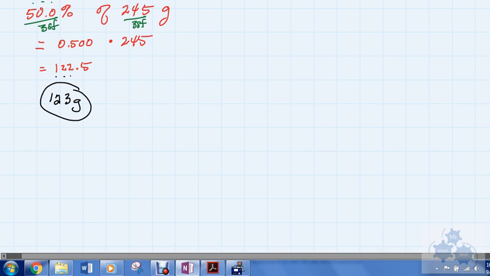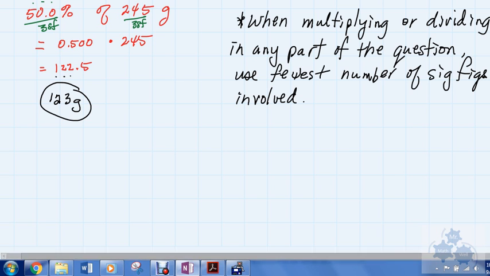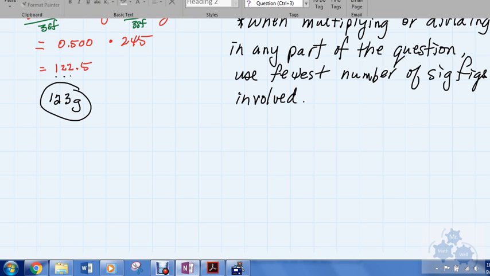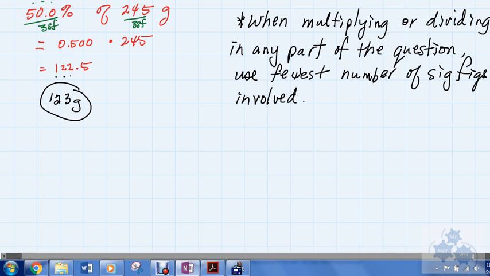Now, technically the fewest number of sig figs only applies when we're multiplying or dividing. So if we do any multiplying or dividing, then you take the fewest number of sig figs. Most of our calculations involve multiplying or dividing, so let's make a little note here. When multiplying or dividing, use the fewest number of sig figs involved in the question. And if you do that in any part of the question, that's what you do.